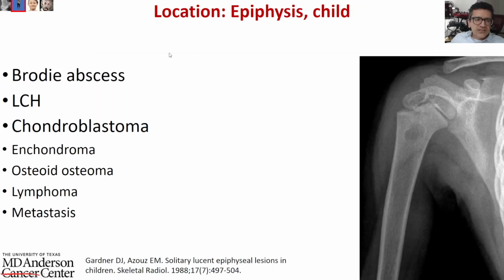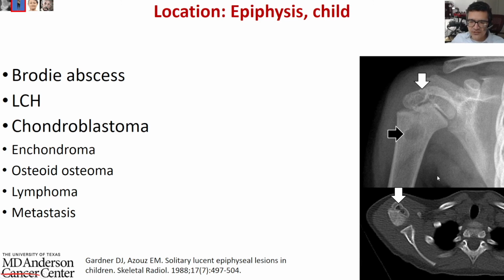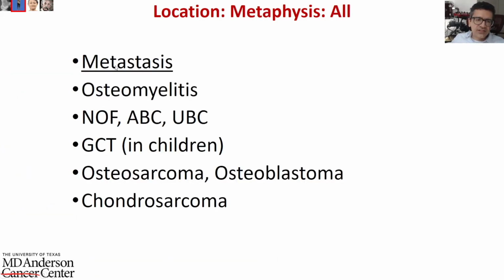In the epiphysis of a child, think of Brodie's abscess, Langerhans cell histiocytosis, and chondroblastoma, among some other less common lesions. Here we have a lesion in the epiphysis, another one in the metadiaphysis. This is a patient with LCH. In the metaphysis, in all age ranges, you think of metastases, then these other lesions here.